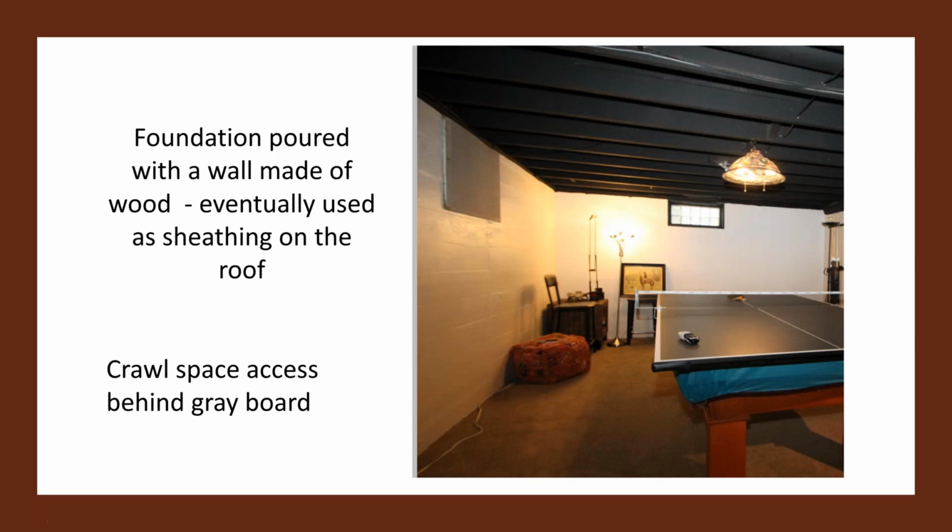In the old days, they poured a single form foundation. And if you can tell in this photo on the left-hand side, you can see some remnants of where the wood forms were on the wall. So they dug a hole, they built a wood wall, poured the concrete between the dirt and that wall. Then they remove the wood once the concrete has settled and dried.